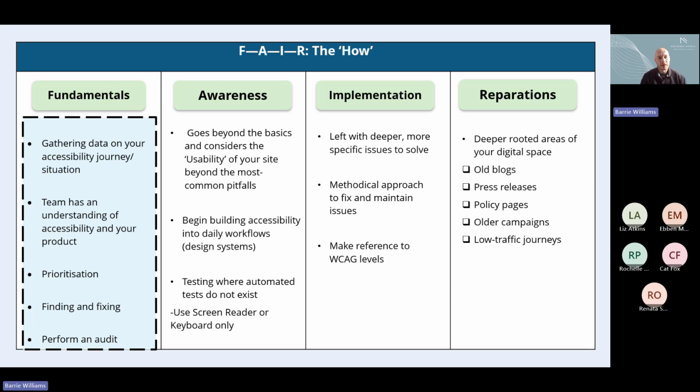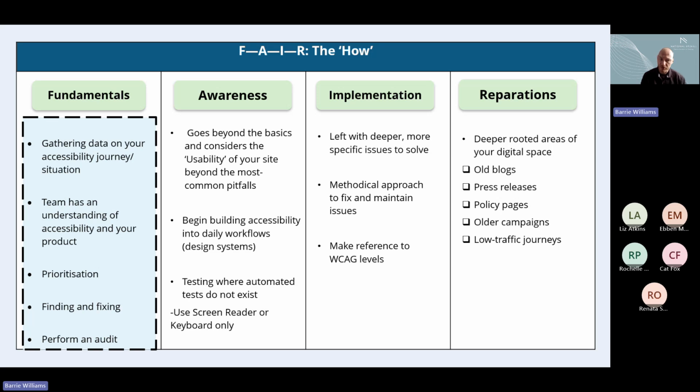All right. So you might have a bit of a team that has a bit of an understanding. The fact that you guys are on this call, you understand a little bit about digital accessibility is always a good start. You might then start to prioritize where you want to devote your efforts and some finding and fixing, maybe doing an audit at some particular point. Okay. Then you might go on to the awareness side of stuff. Now you're going beyond the basics. You think about the usability of your site. You think about daily workflows and maybe thinking about what each individual in your team has responsibility for accessibility.